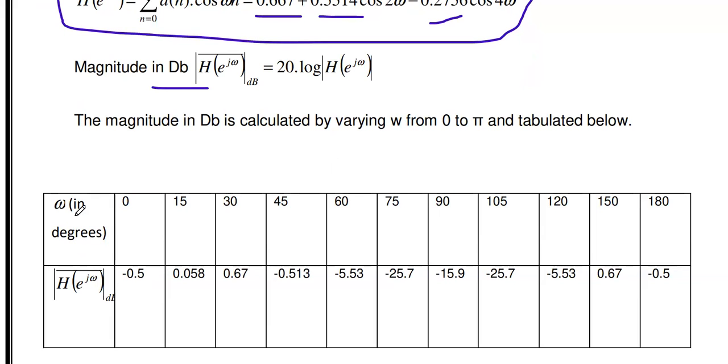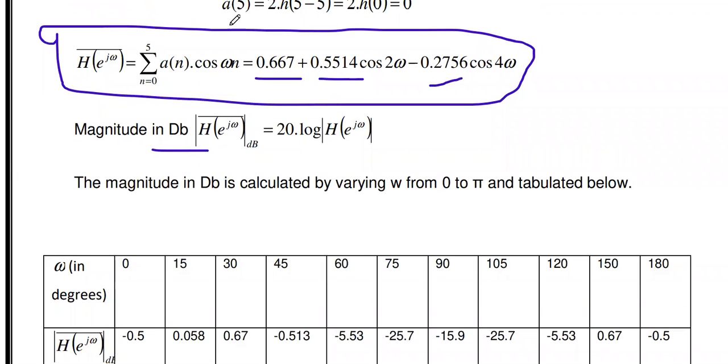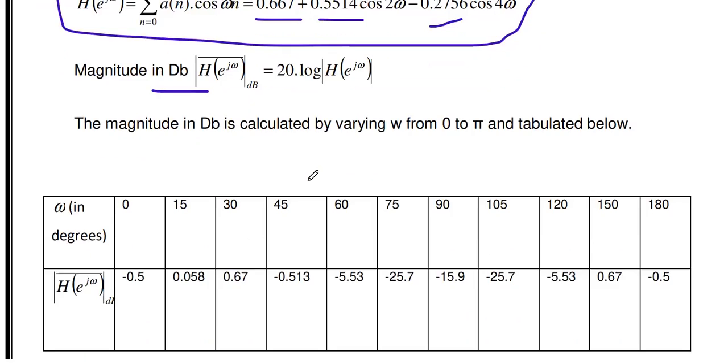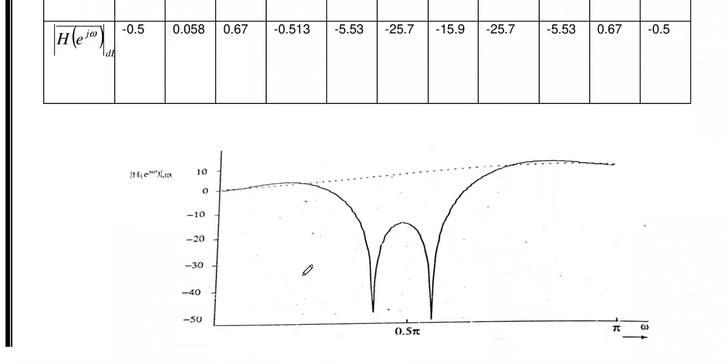So you see omega in degrees and h of e power j omega in dB. For omega, I am varying 0, 15, in 15 degree steps, and you just substitute the omega value in this formula. Then for that answer, you take 20 log. Okay, so you note down the answer. Then for this answer, you just draw the graph.